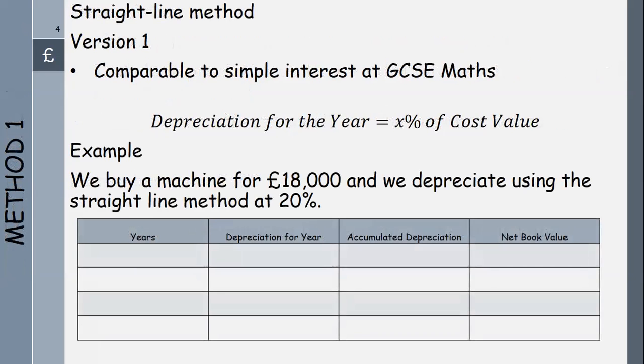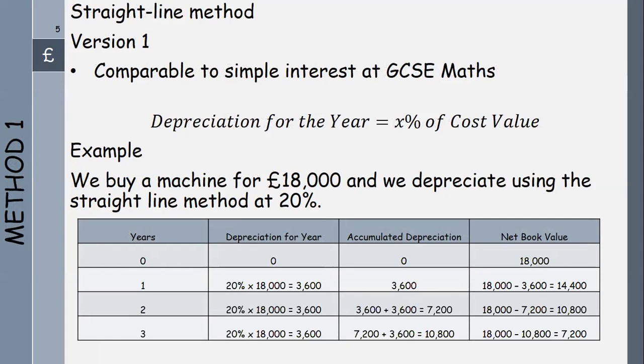So there are two ways to calculate it. There's the straight line method, which is the easiest, and this is similar to the simple interest that you saw at GCSE. To get the depreciation for the year, you just do the percent of the cost value. So here's an example. We buy a machine for 18,000 and we depreciate it using the straight line method at 20%. So you do 20% of 18,000, which is 3,600, and that's how much it depreciates each year.